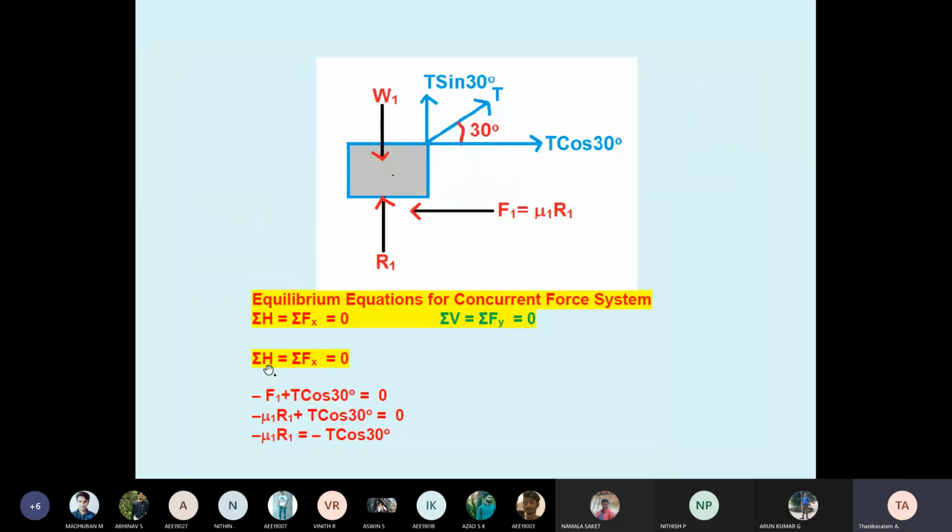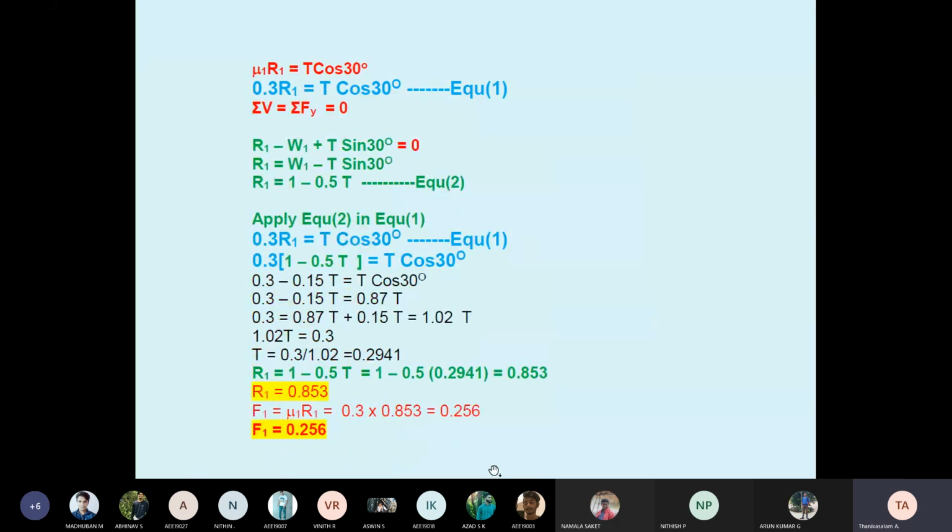Now apply equilibrium: summation H equals 0, so minus F1 plus T cos 30 equals 0. We know F1 equals mu1 R1. Taking T cos 30 to the right side, minus mu1 R1 equals minus T cos 30, minus minus cancelled. Therefore mu1 R1 equals T cos 30. The value of mu is already given in the question, 0.3. This is equation 1. Now apply the second equilibrium equation, summation V equals 0.